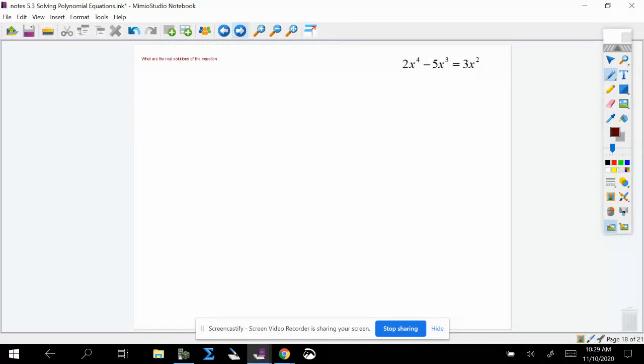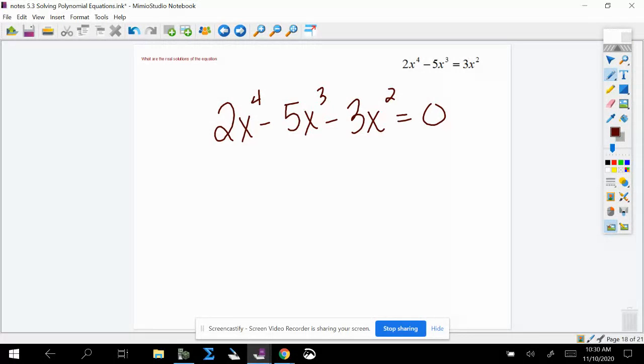I want to show you one more, just because this actually happens a lot on the Delta Math ones, and if I can save you some time and energy, that would be great. So this one, I want to get it in standard form. So I have 2x to the 4th minus 5x to the 3rd minus 3x squared. And before I grab a calculator, I want to show you something that happens in this one that is very common. If you notice with this one, all of your terms have a GCF. They all have an x squared.